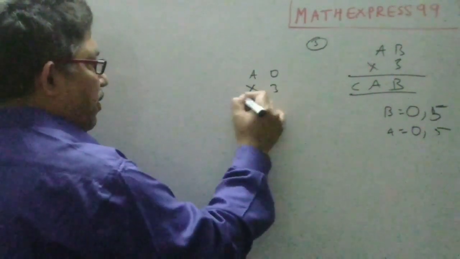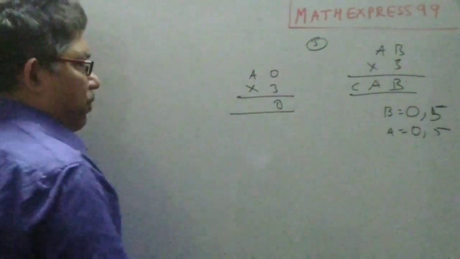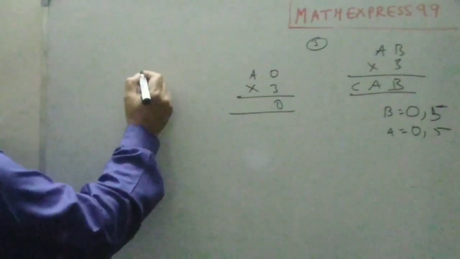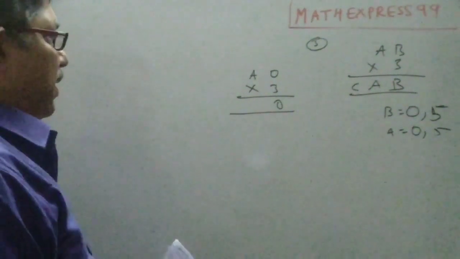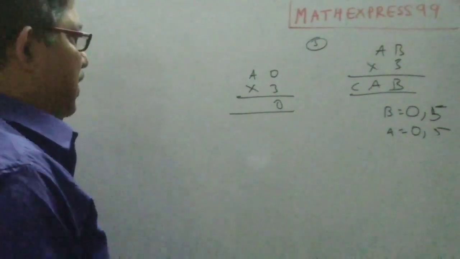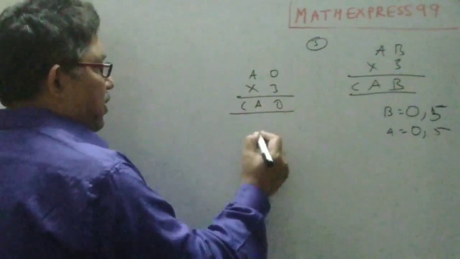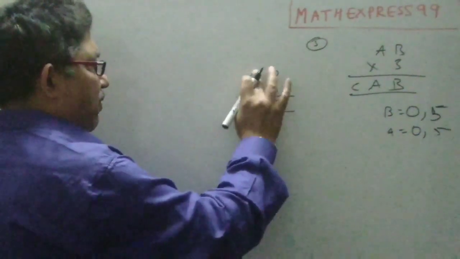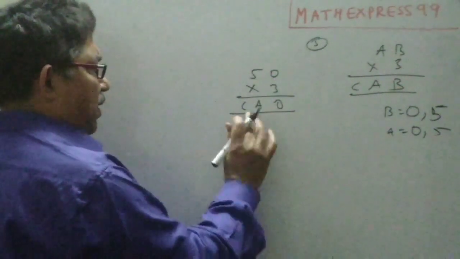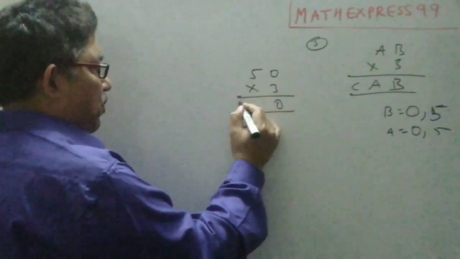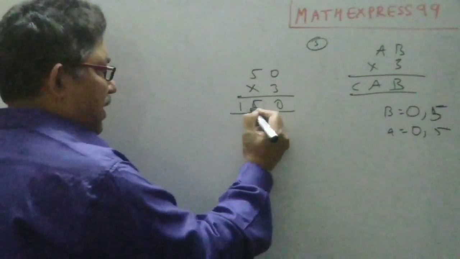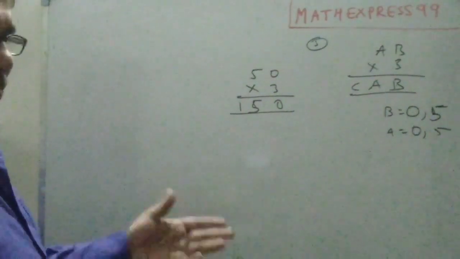3 into 0 will give me 0. Or let us suppose, 3 into A will give me CA. So let me take A as, say, 5. Will it give something to me? Let's see. 5 into 3, 15. Yes, it does.